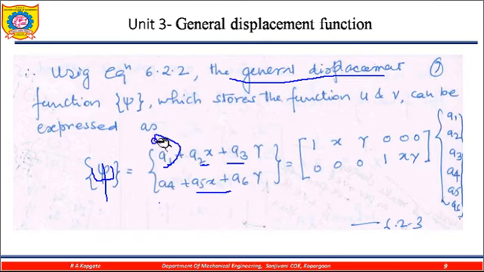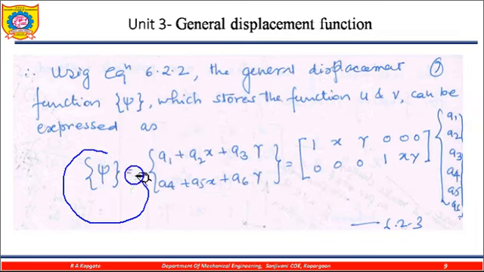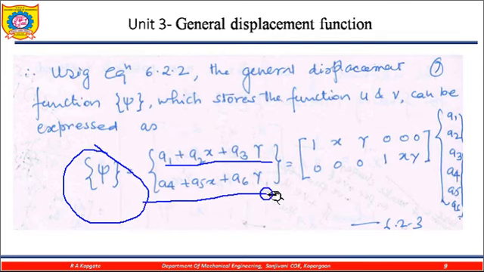So from this one I am selecting a1, a2, and the remaining terms, that is, this is 1, this is x, and this is y. So this one is converted into matrix form very easily. That one is 1 x y 0 0 0, 0 0 0 1 x y, and this is a1, a2, a3, a4, a5 and a6. This one is to be considered in a general displacement function. So psi, my general linear displacement function, is written in the matrix form like this.